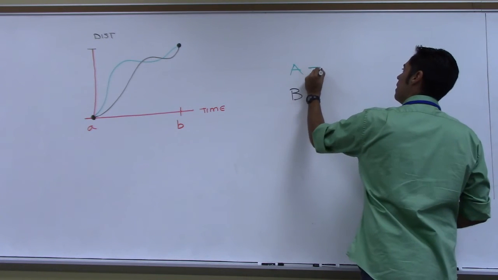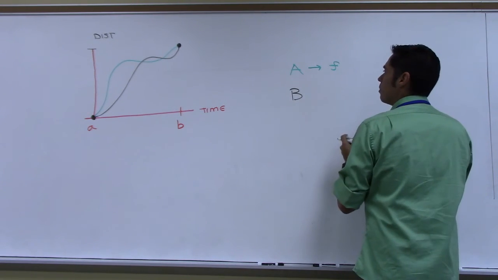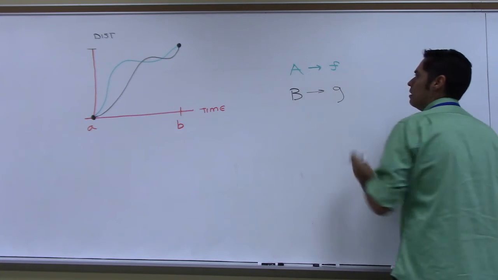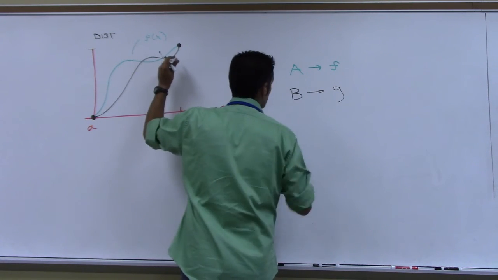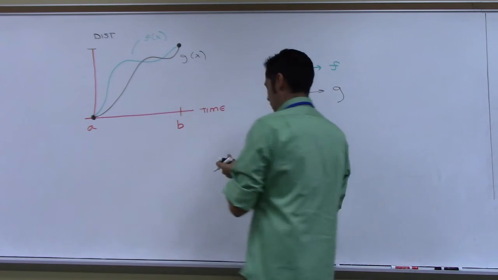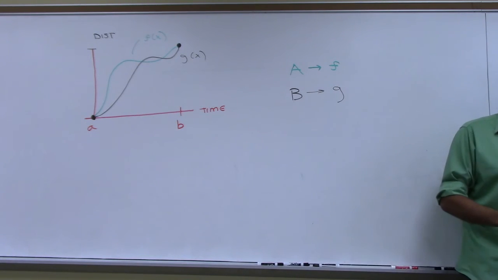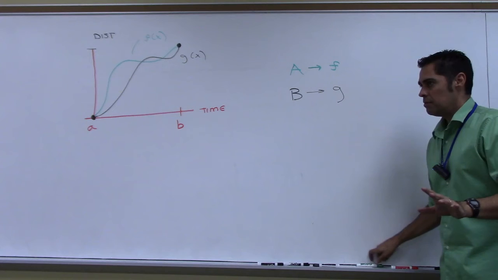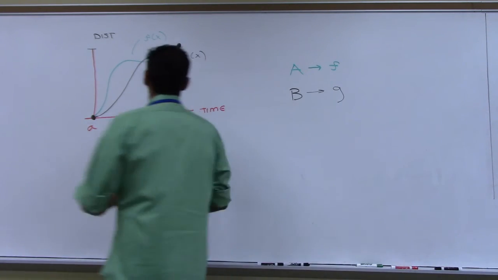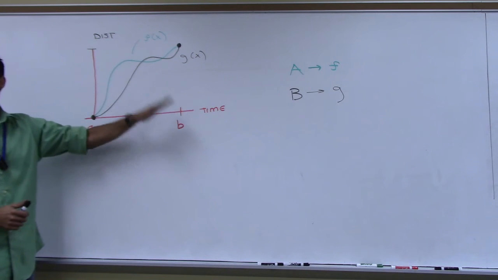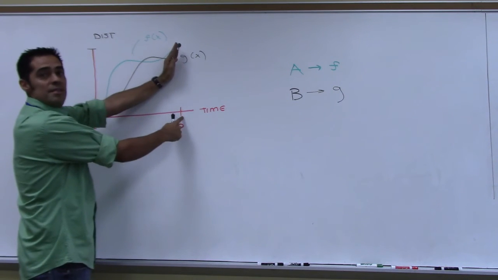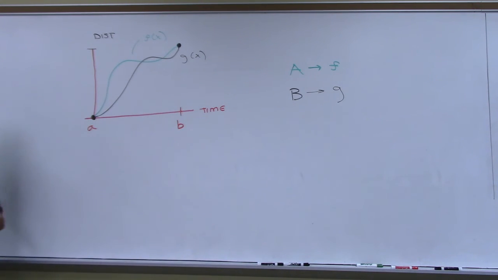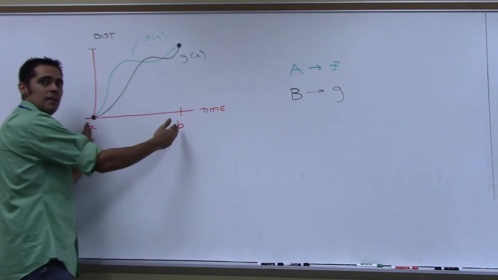I'm going to call that graph F. And for B, I'm going to call that G. So this A is f of x, and this B is going to be g of x. Yeah? Any questions? These functions give you the distance and time relationship for these two vehicles. They started at the same time at the same place. They ended at the same time, same place.